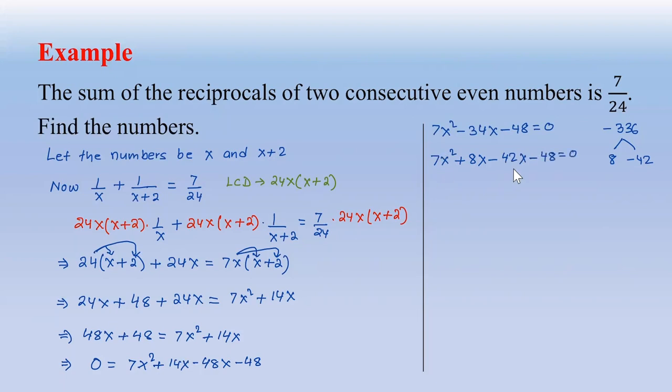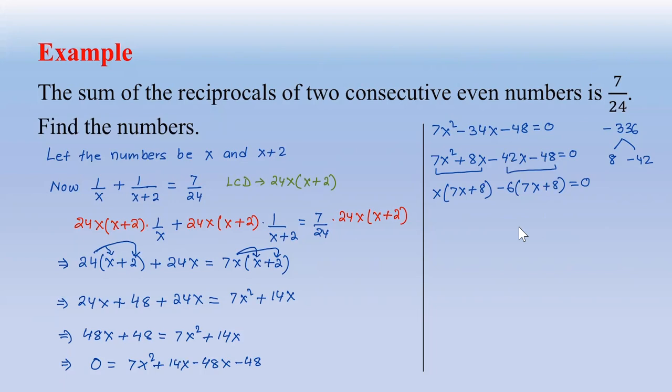Now there are 4 terms, so we can factor by grouping. We can make 2 groups like this. In the first group, you have x common, so you get 7x plus 8. In the second group, you have a negative 6 common: 6 times 7 is 42, and 6 times 8 is 48. We'll have a plus there because we are factoring this negative out. Because negative 6 times negative 7 is negative 42, and negative 6 times positive 8 is negative 48.